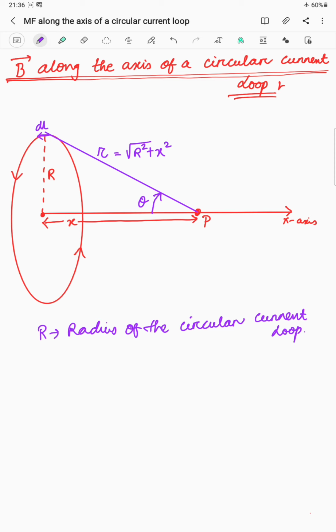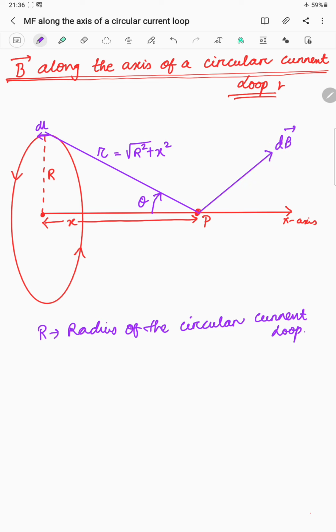Now in which direction? You can use your palm rule. Thumb in the direction of dl where the current moves, and here in the coil the current is moving in the anti-clockwise direction. From this dl current element you have joined the line to point P. So the thumb will be in the direction of dl and open all your fingers towards point P. You see your palm is pointing in this direction. This will be the direction, this is your dB vector.